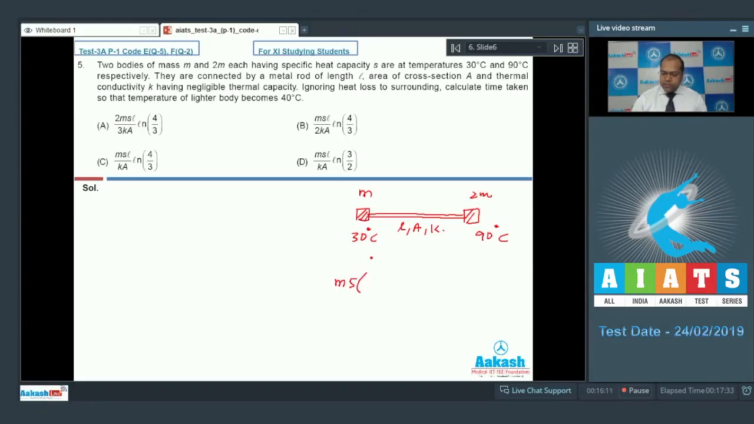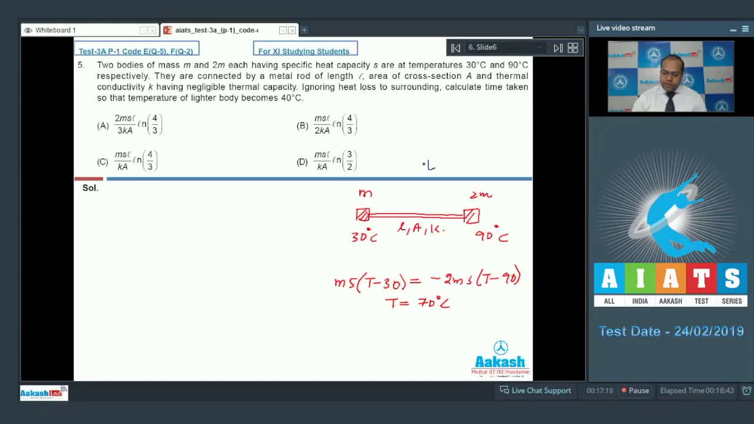Let the final temperature be T, so m s (T minus 30) is equal to minus 2m s (T minus 90). On solving this, the value of T comes out to be 70 degrees Celsius. So the final temperature of this combination is 70 degrees Celsius, but I have to calculate the time taken so that the temperature of the lighter body becomes 40 degrees Celsius.